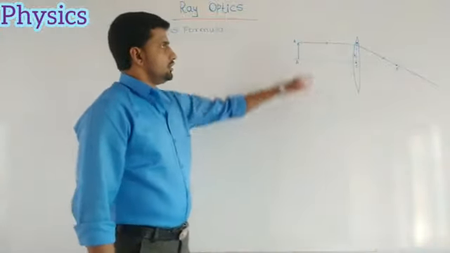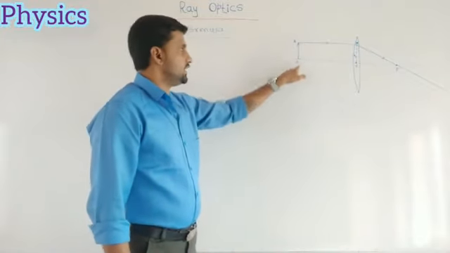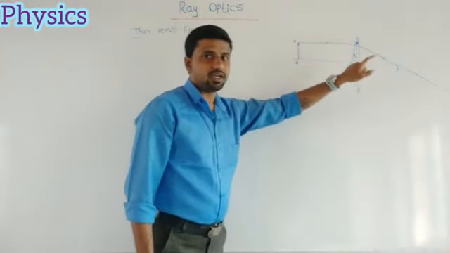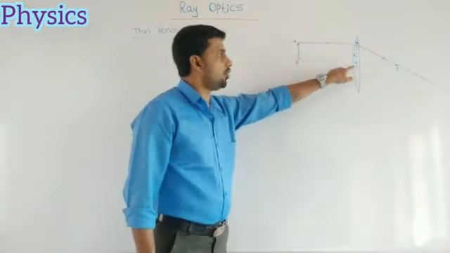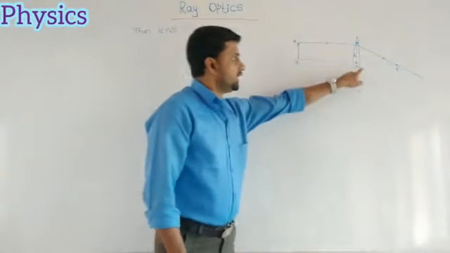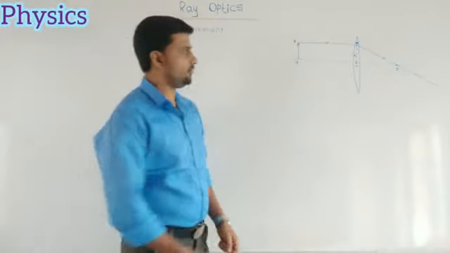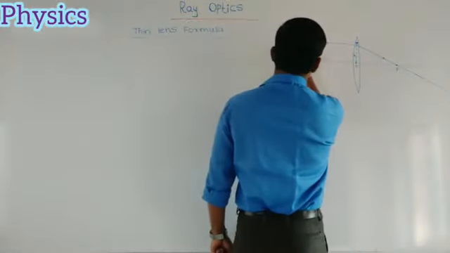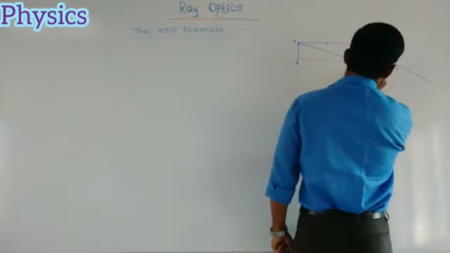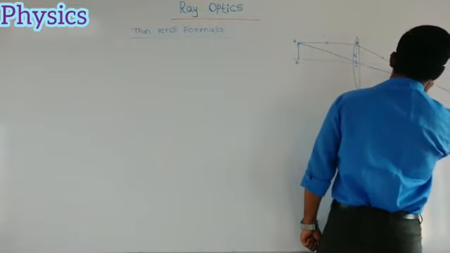Now there is another ray of light which is originating from the object AB, and it will pass through the optical center. We know that when a ray of light passes through the optical center of the lens, it emerges out without any deviation after refraction, right? So here I am going to incident a ray of light which is passing through the optical center, and we will see there is no deviation after refraction, right?